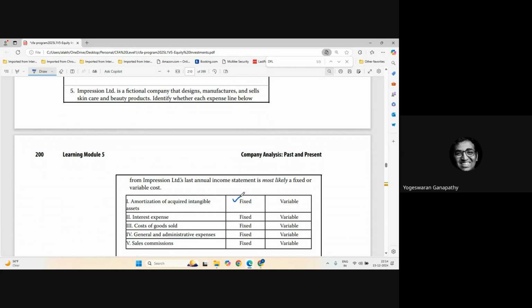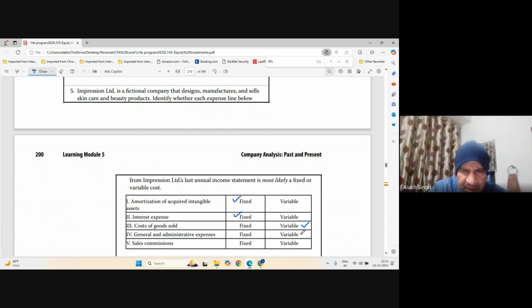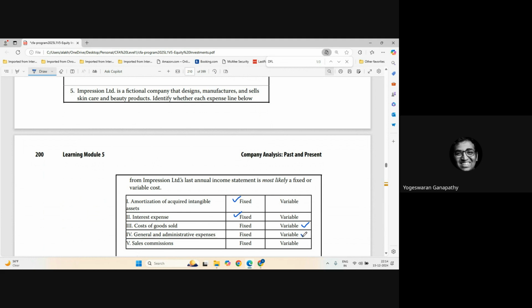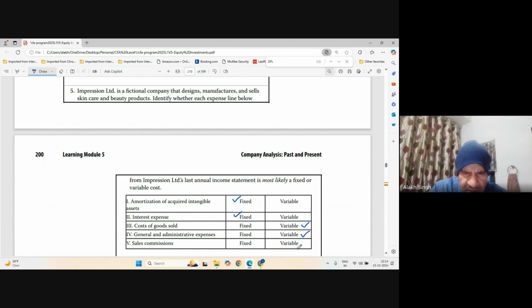The interest also will be fixed, and cost of goods sold can vary depending on the input, so that cost is variable. Then general and administrative expenses. That should be variable because it is employees, no? Employee people, yes, that is variable. Sales commissions are also variable. Focus only on interest expense.